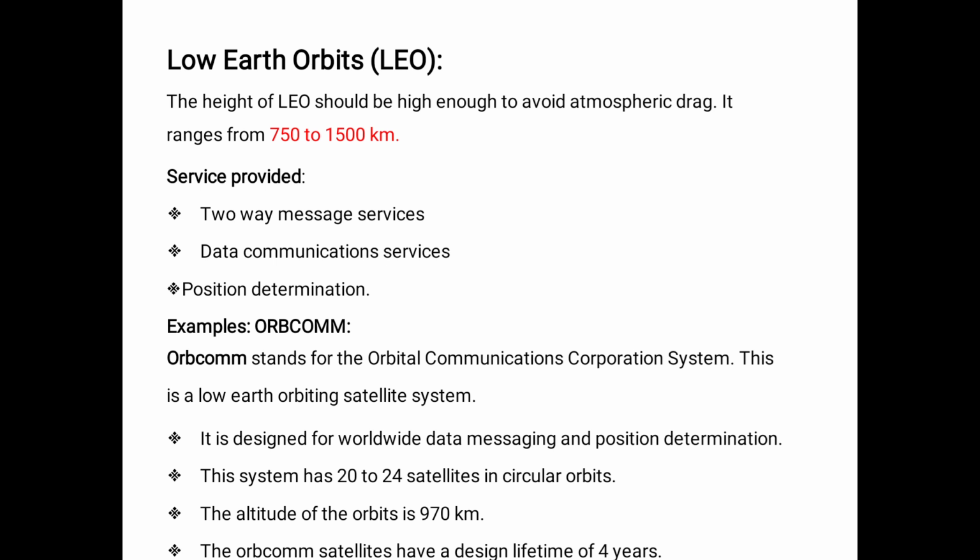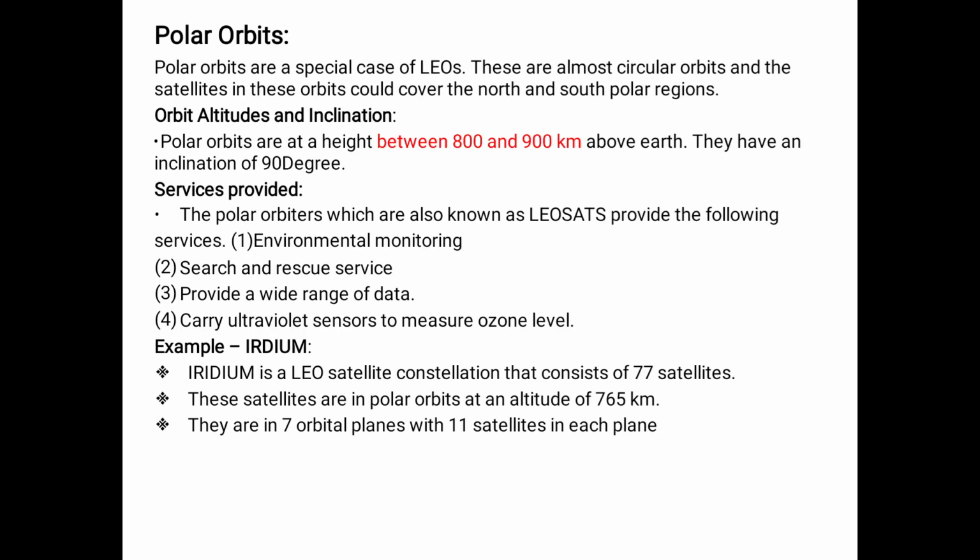Services provided: two-way message service, data communication service, position determination. An example is the Orbital Communications Corporation system. This is a low Earth orbiting satellite system designed for worldwide data messaging and position determination. The system has 20 to 24 satellites in circular orbit. The altitude of the orbit is 970 kilometers. The Orbcomm satellite has a design lifetime of 4 years.